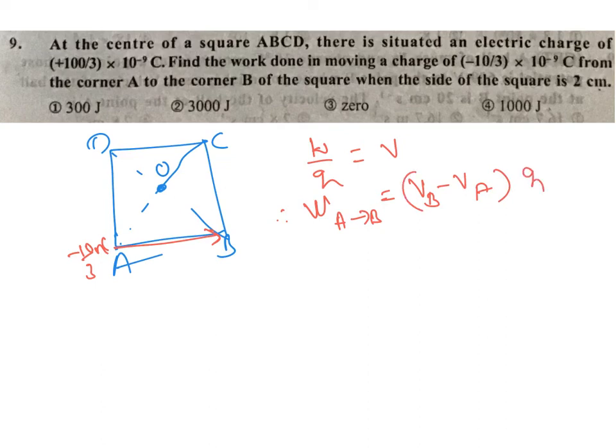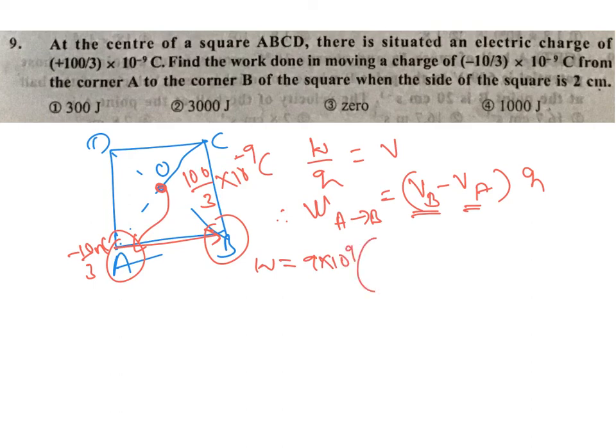At point A as well as point B you will get the potential due to the 100 divided by 3 into 10 to the power of minus 9 coulomb, which is placed at the center. So I will calculate the potential difference, and the charge moved is minus 10 divided by 3 into 10 to the power of minus 9. That work done must be equal to 1 by 4 pi epsilon naught, which is common for VA and VB, that is 9 into 10 to the power of 9, into VB.